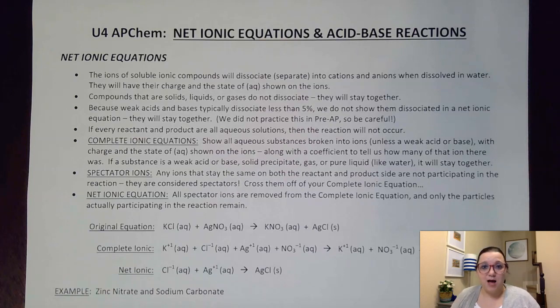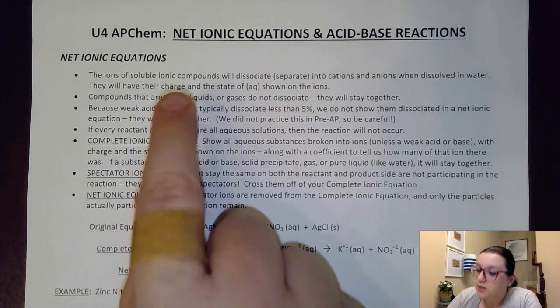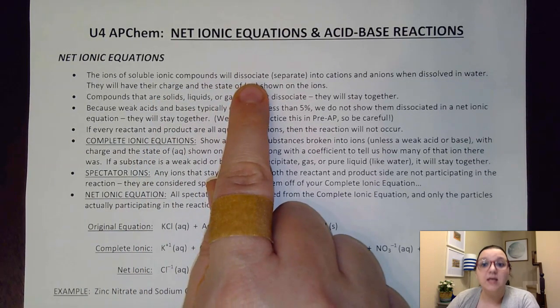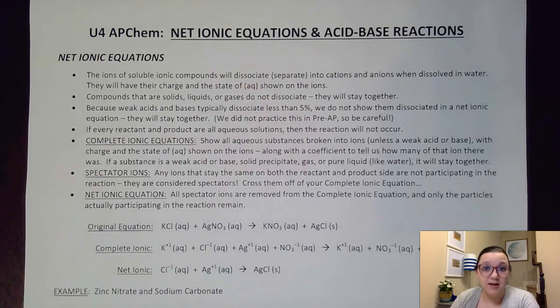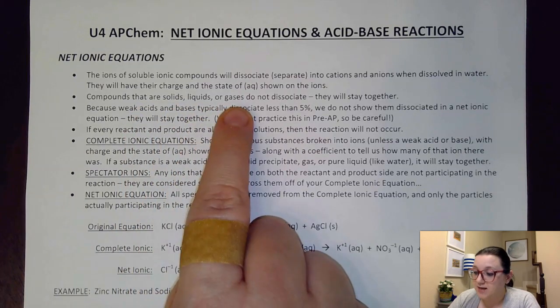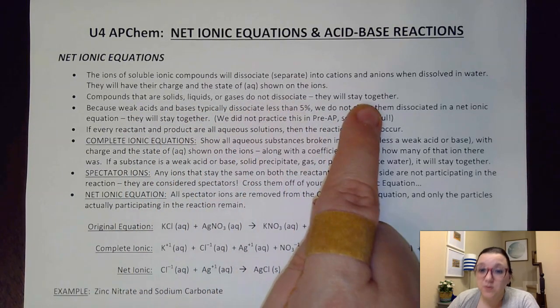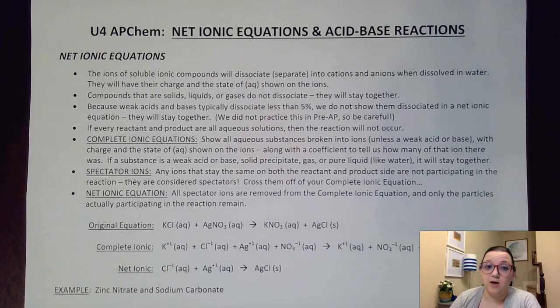Now it does give us some guidelines on here about what kind of things we can break up and what kind of things we need to keep together. So of course ionic compounds will dissociate if they are soluble. So we might have to check these against our solubility rules. However, compounds that are solids, liquids, or gases do not dissociate, and so we want to leave them together when we undergo these processes. Now we are going to talk a bit about strong versus weak acids and bases. We didn't really deal with those in net ionic equations back in pre-AP chemistry, but we are here, and so we'll talk about a few of those as we get toward the end of our video today.